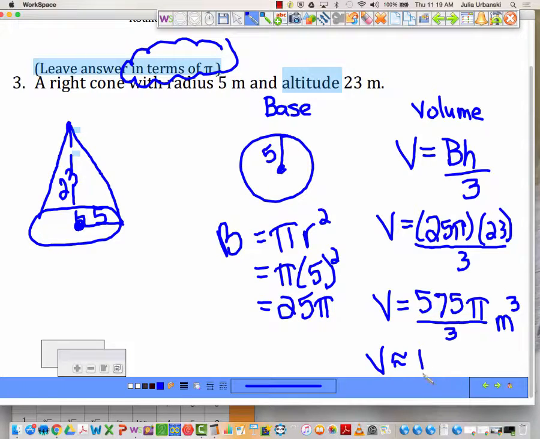And with the pi still there, right? Oh, yeah. Thank you. 191.7 times pi still. All that was 575 divided by 3 meters cubed. So both of these answers are acceptable.